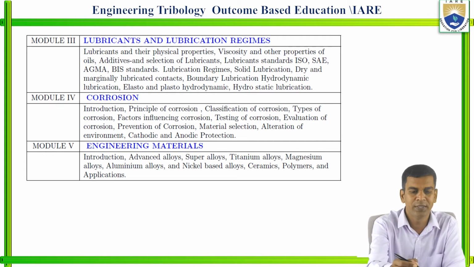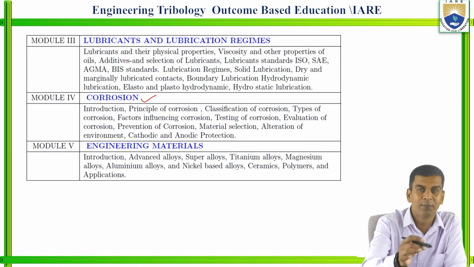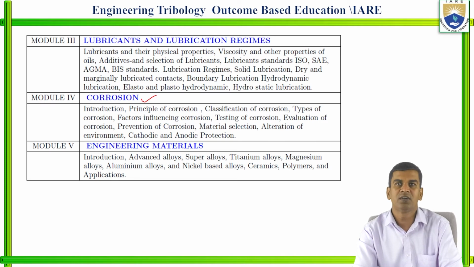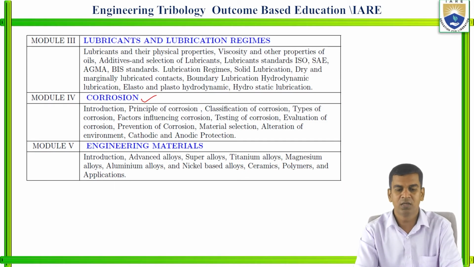In the fourth unit, the students will be studying about corrosion. Here, the students will have an introduction to corrosion and the principle of corrosion, classification of corrosion and the various types of corrosion, factors influencing corrosion, testing methods and evaluation of corrosion, and how to prevent corrosion, material selection and alteration of environment, cathodic and anodic protection.